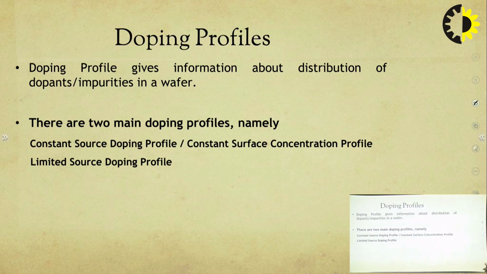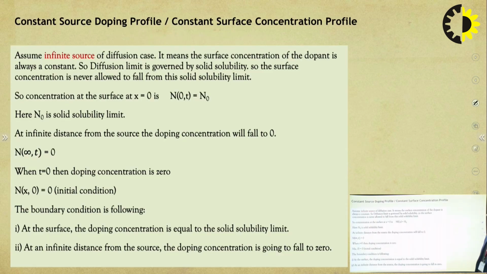Now, the second part of our discussion today is about doping profiles. Doping profiles give information about the distribution of dopants or impurities in a wafer. There are two main doping profiles: the constant source doping profile, also known as the constant surface concentration profile, and the second one is the limited source doping profile. These are very important doping profiles. First, we will discuss the constant source doping profile, also known as the constant surface concentration profile.